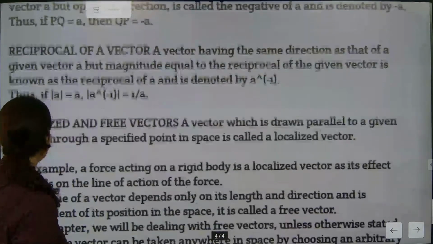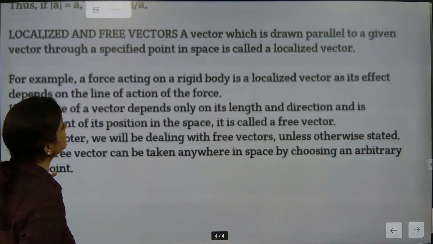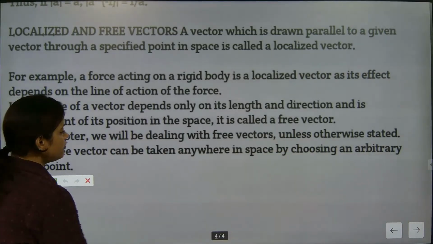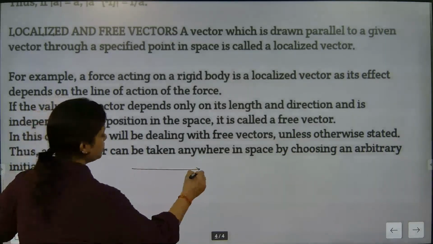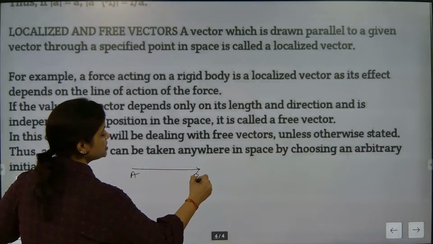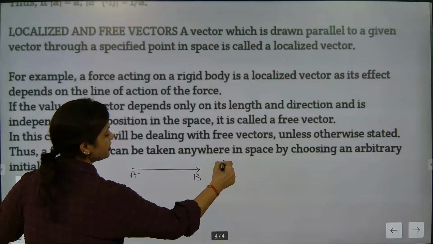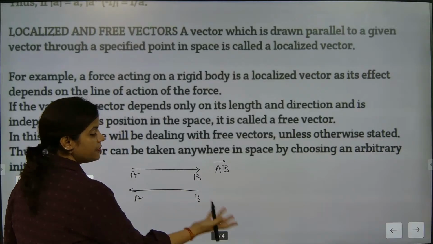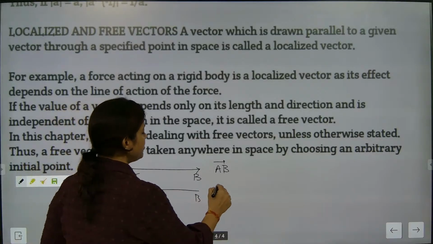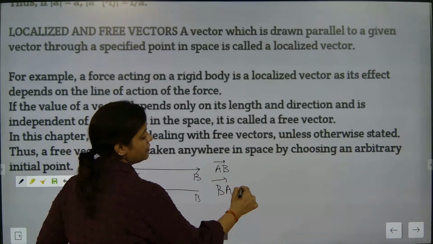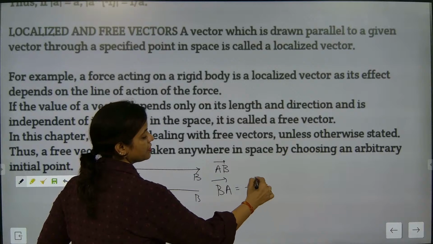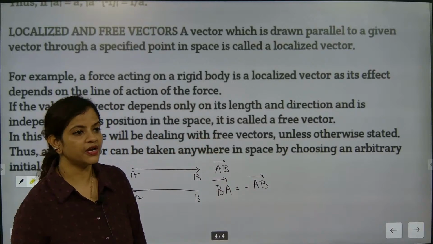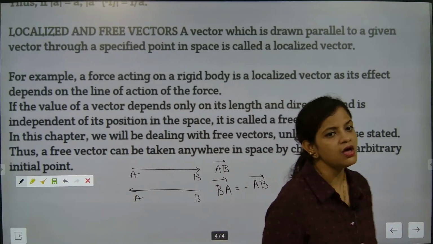Now, whenever someone talks about the negative of a vector, then localized and free vector, we are going to discuss. Negative of a vector means what? If one person is going from A to B, this is considered as AB vector. But when you return, the direction is changed. The terminus point is changed. So BA vector will be the negative of AB vector. That is what is called the negative of a vector.